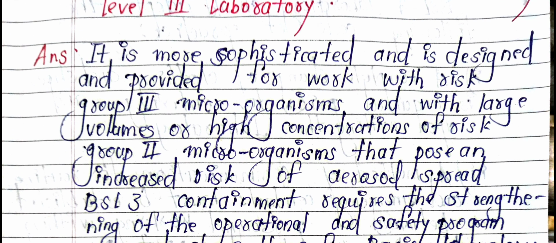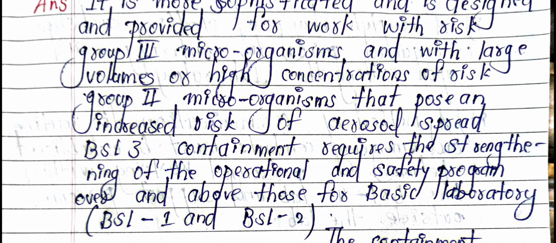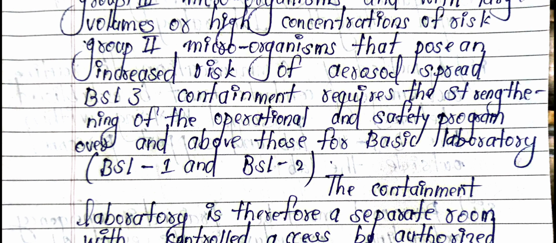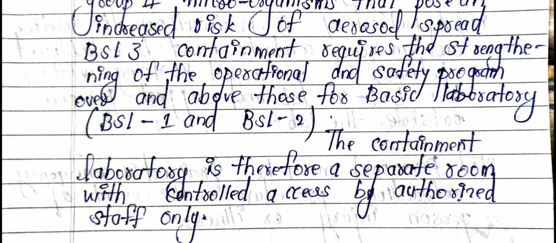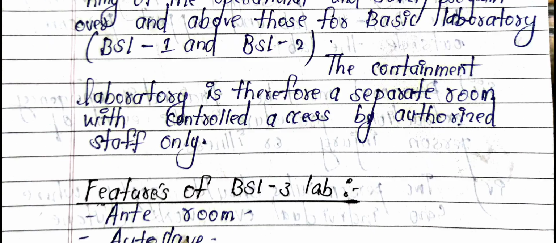It is more sophisticated and is designed and provided for work with risk group 3 microorganisms and with large volumes or high concentrations of risk group 2 microorganisms that pose an increased risk of aerosol spread. BSL-3 containment requires the strengthening of the operational and safety program over and above those for basic laboratory BSL-1 and BSL-2. The containment laboratory is therefore a separate room with strictly controlled access by authorized staff only.